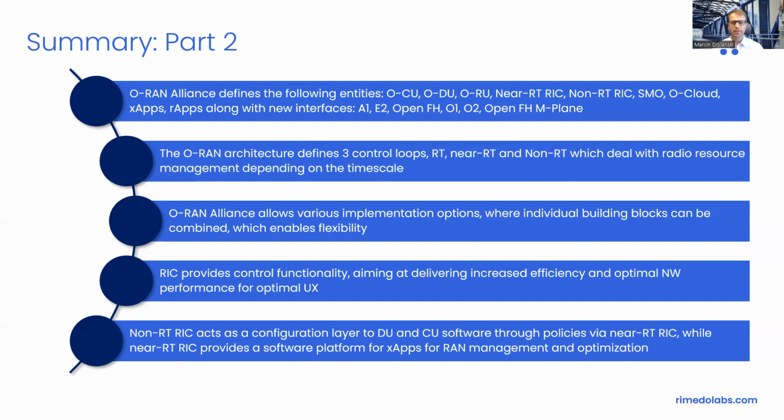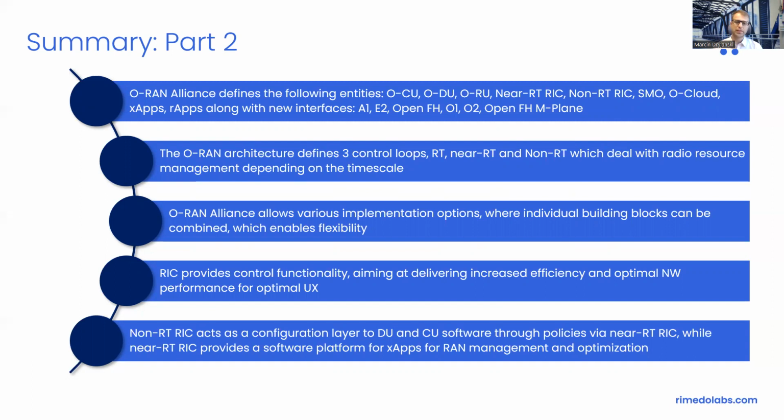There are three control loops: the real-time loop sitting in the DU, the near real-time loop from the near real-time RIC between 10 milliseconds and 1 second, and then the non-real-time control loop for hours or minutes for controlling the radio resources depending on the time scale. And the O-RAN Alliance allows different implementation options. Different building blocks from the logical perspective could be implemented physically as different entities, composed together or split apart, delivered by different companies or by the same company.